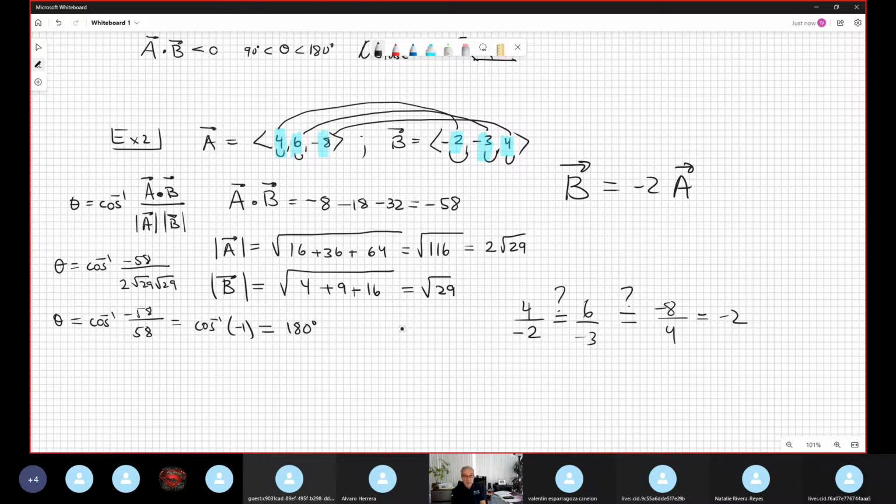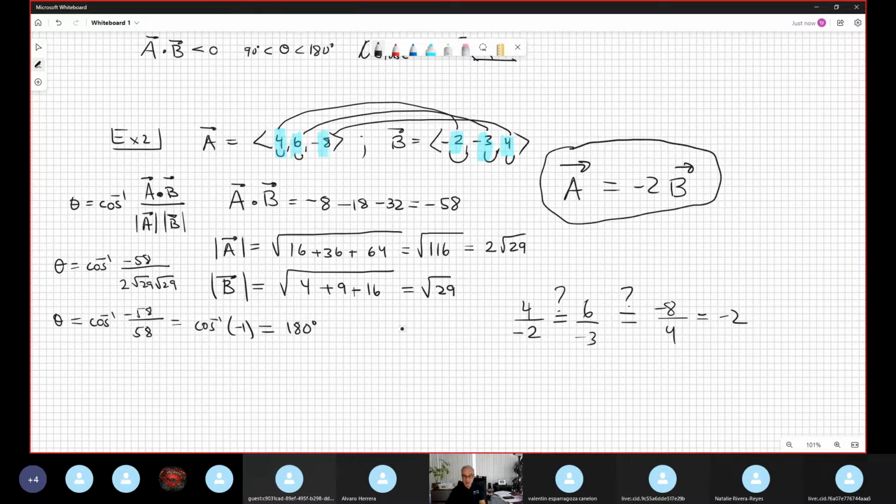Let me see. Negative 2, it's opposite, completely opposite. Sorry, it's A vector. A vector is negative 2 B vector. Let me check it. Negative 2 times negative 2 is positive 4. Negative 2 times negative 3 is positive 6. And negative 2 times positive 4 is negative 8. So this is the relationship connecting this.